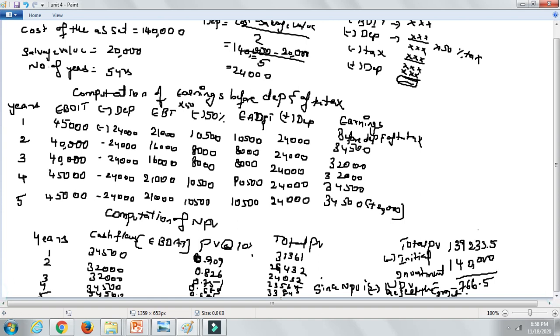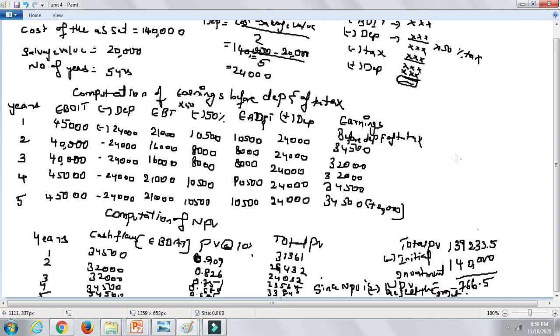So here as we did, you take the number of years, 34,500, same values what we got here. Last year 54,500. So take the PV at 10%. Total PV is nothing but what we have multiplied. We got this value. If you total it up, you get 1,39,233.5 minus initial investment 1,40,000. You got a negative value, minus 766.6. Since NPV is negative, we are going to reject the project.